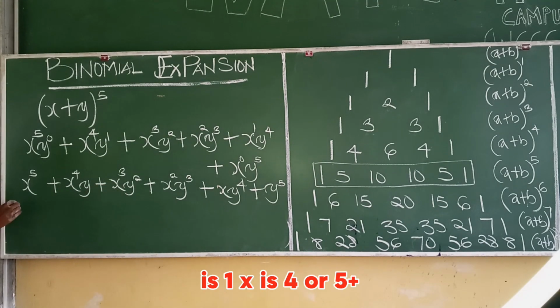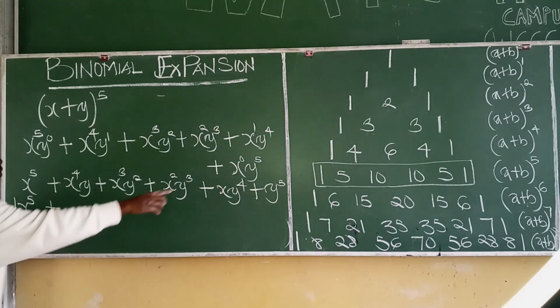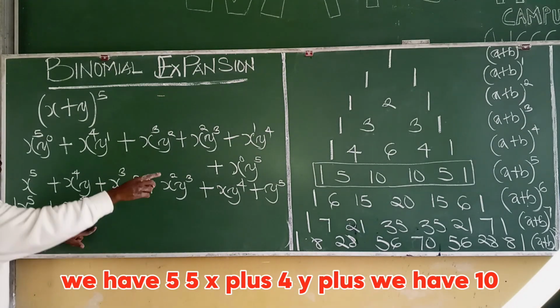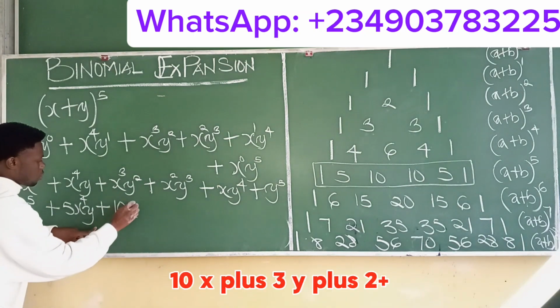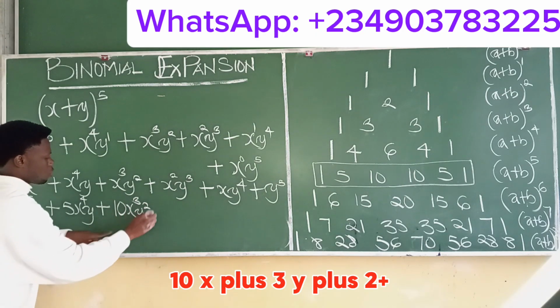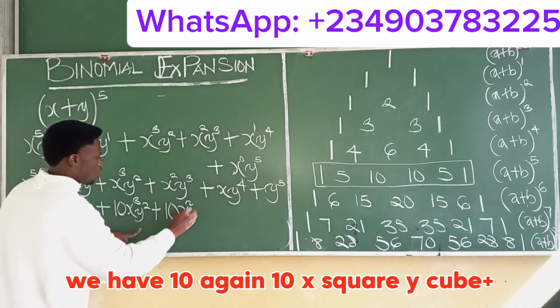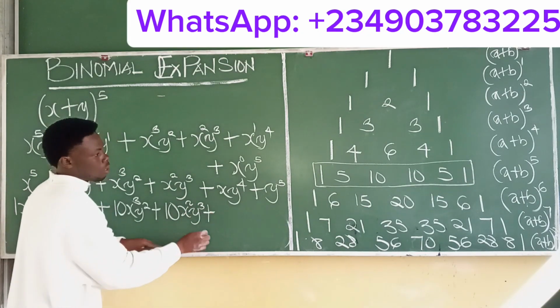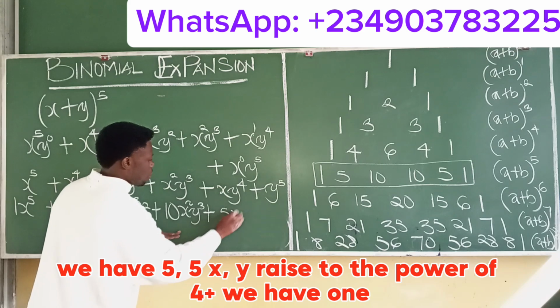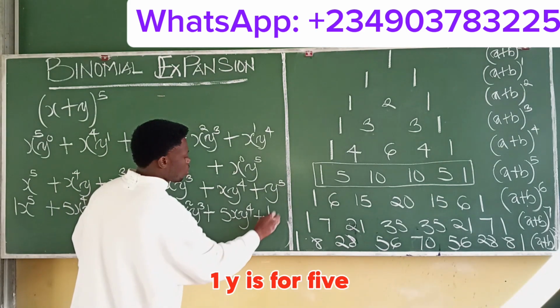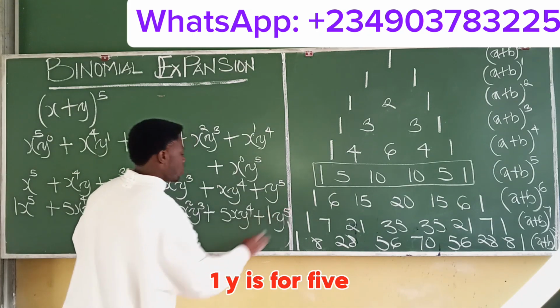The coefficient there is 1, x raised to the power of 5, plus 5x raised to the power of 4, y, plus 10x raised to the power of 3, y raised to the power of 2, plus 10 again, 10x squared, y cubed, plus 5x y raised to the power of 4, plus 1 y raised to the power of 5.